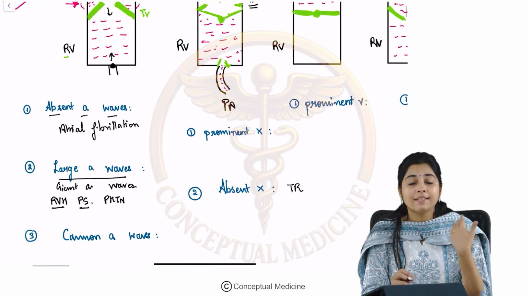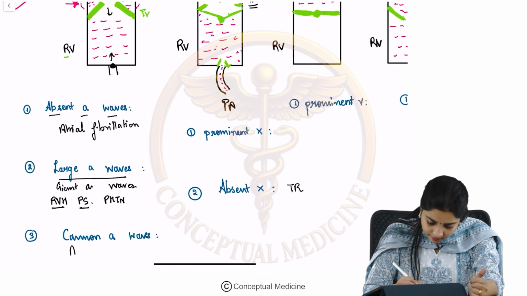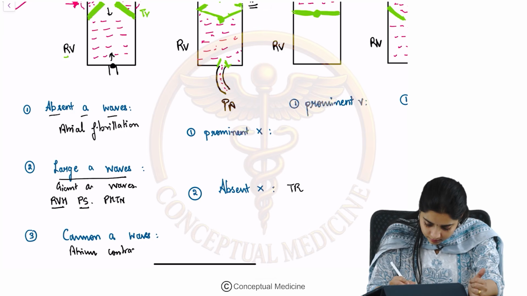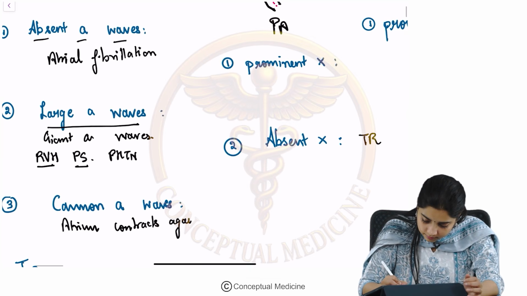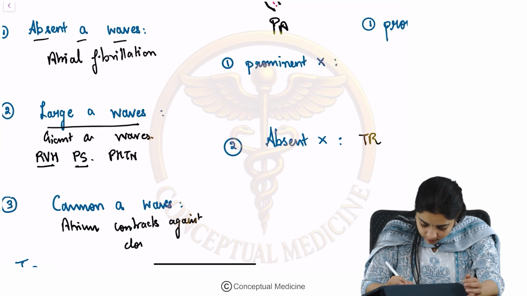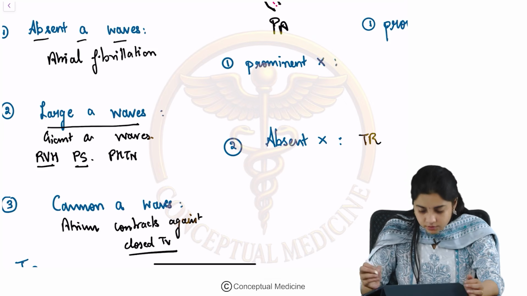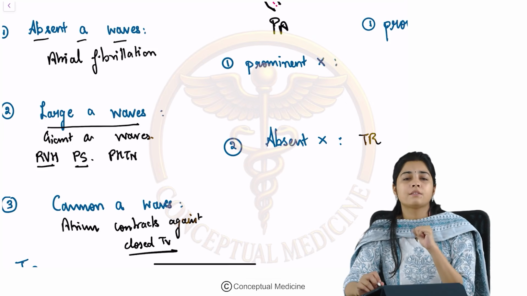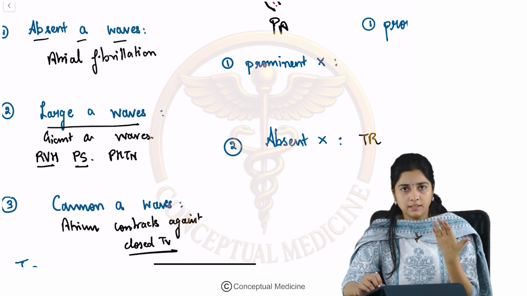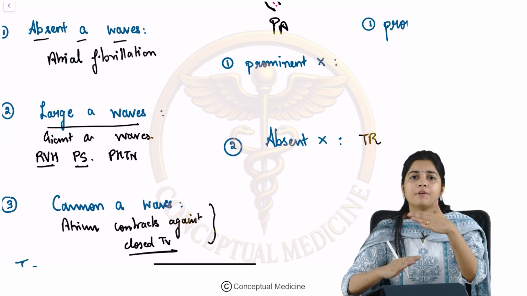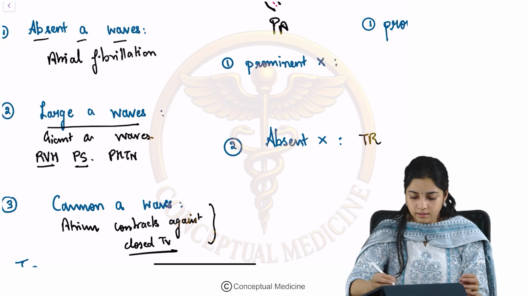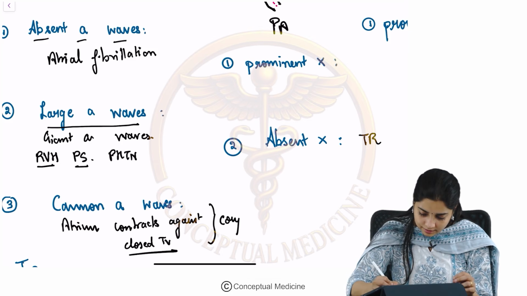What do you mean by cannon A waves? Cannon A waves occur when the atrium contracts against a closed tricuspid valve. So if the atrium contracts against a closed tricuspid valve, you can get a cannon wave in the JVP. When does that happen? That means that the atria and ventricle are not contracting synchronously and it is seen in a complete heart block.